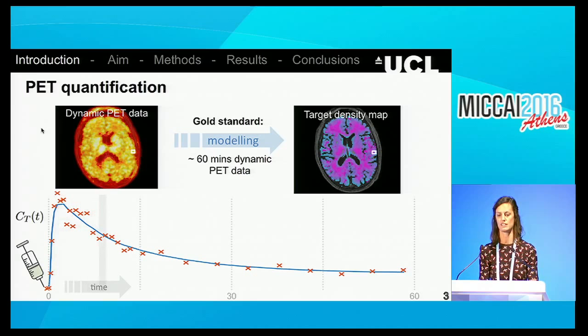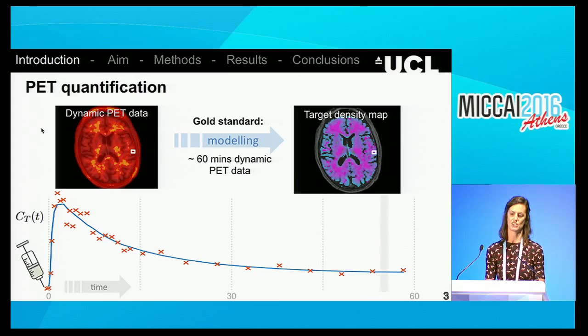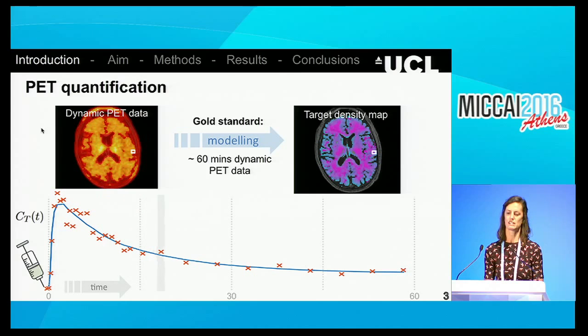So what we measure for each voxel is the concentration of the tracer in tissue over time, CT. We can then fit a model to our data to derive some parameters of interest, such as the target density. This requires us to image the patient for approximately 60 minutes, which is not feasible in a clinical setting, so we need a simplified approach.